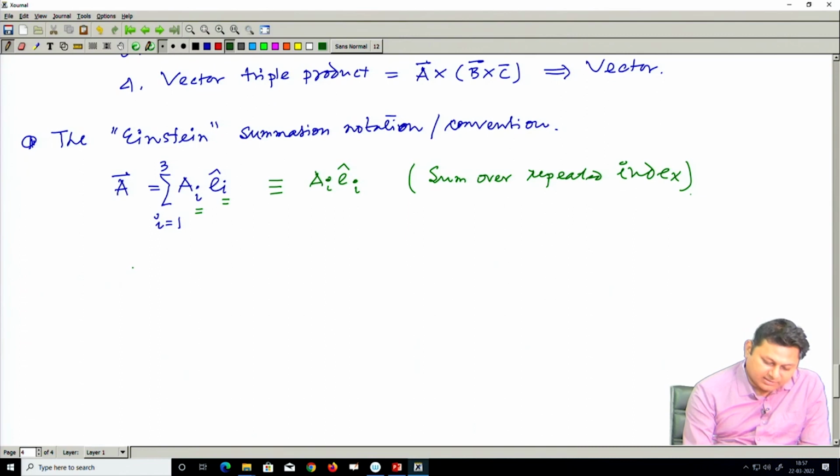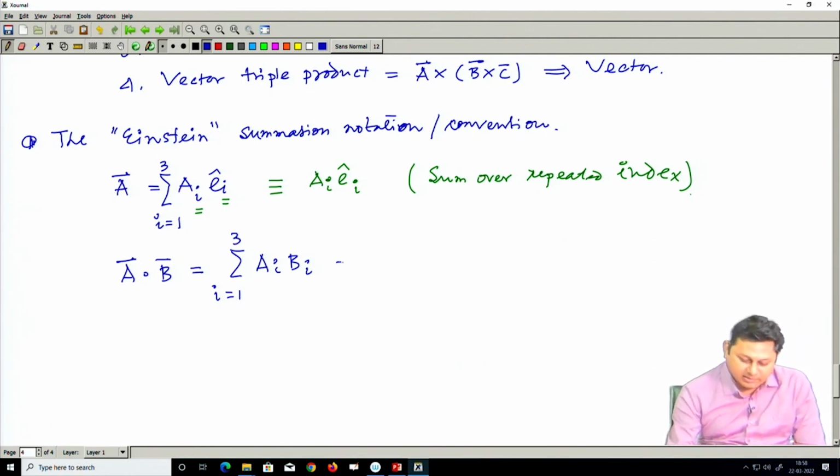I can give you another example, and that is A dot B. This is essentially the sum of A_i B_i, i from 1 to 3. A_i and B_i are the components, and this you can simply write in Einstein summation convention. It should be simply A_i B_i.